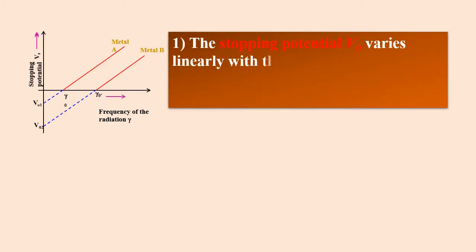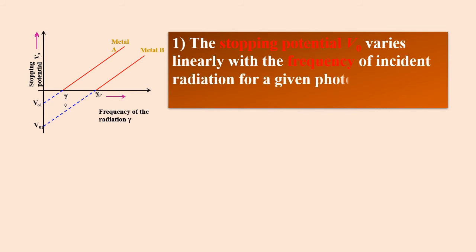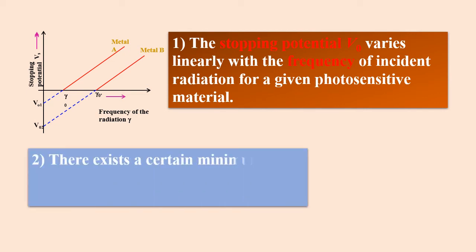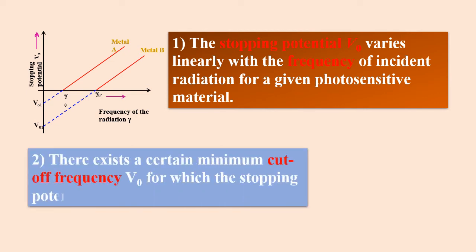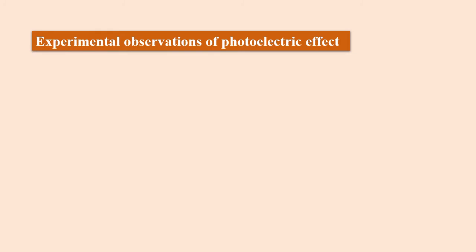The stopping potential V0 varies linearly with the frequency of incident radiation for a given photosensitive material. Second, there exists a certain minimum cutoff frequency ν0 for which the stopping potential is 0. Experimental observations of the photoelectric effect: based on the observations, we can give the following statements.